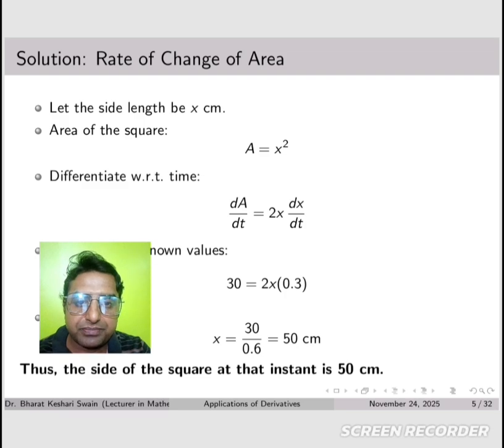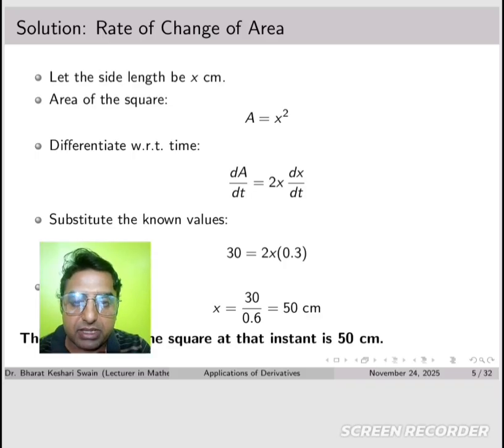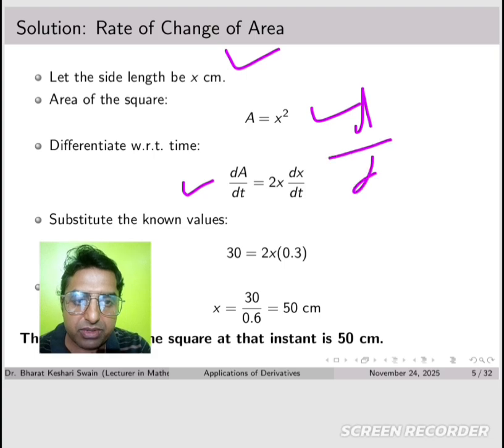See here, let the side length, that means the length of the side, be x centimeter. So what will be the area? Area of a square means side into side, this is x square. So if x is the side, then the area is x square. So if you differentiate with respect to time, this is dA by dt on the left hand side, then the right hand side will be d by dt of x square.